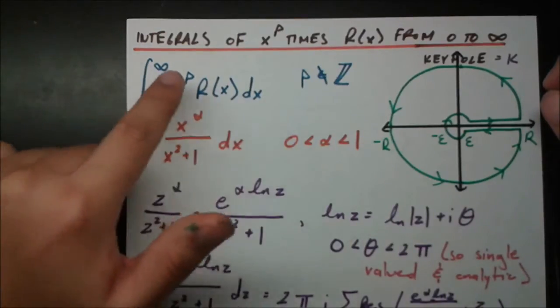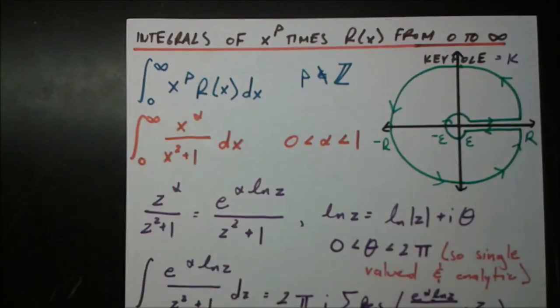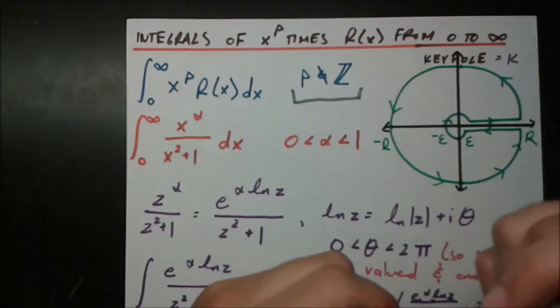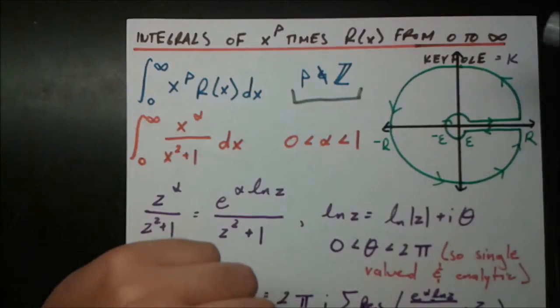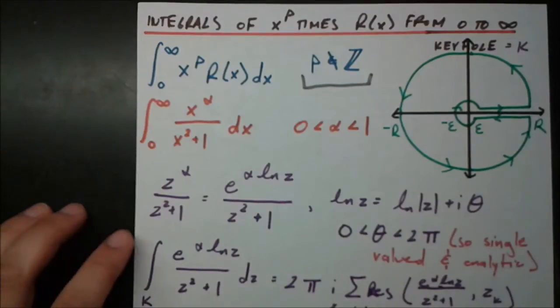In addition, the integrand is different. We have x to the power of p times some rational function of x dx. And also here, note an important thing: p is not an integer, so it's not -2, -1, 1 or 2. It doesn't fall in the family of integers. Okay, and we'll see why that's important a little bit later on.